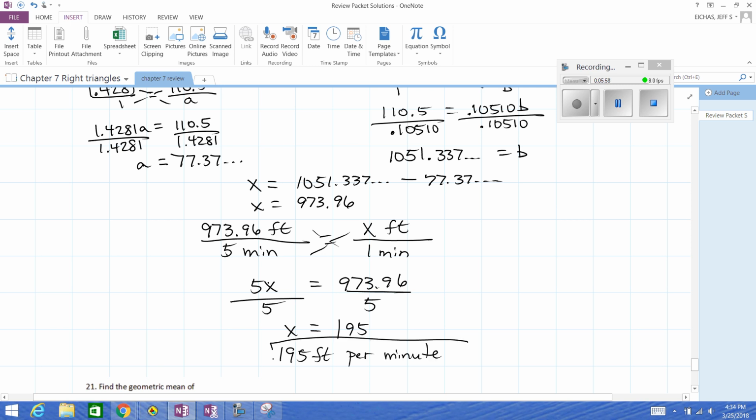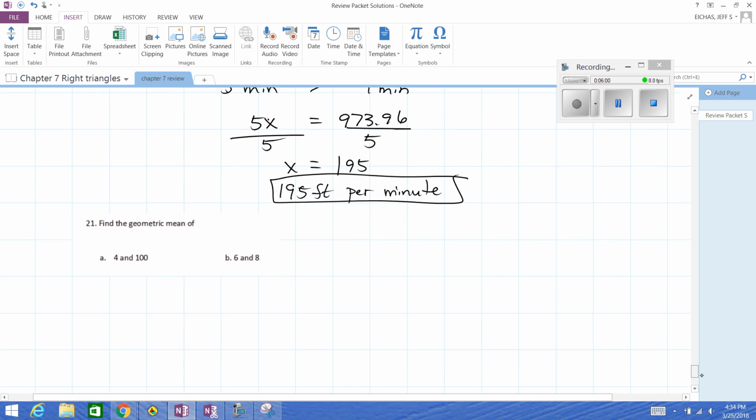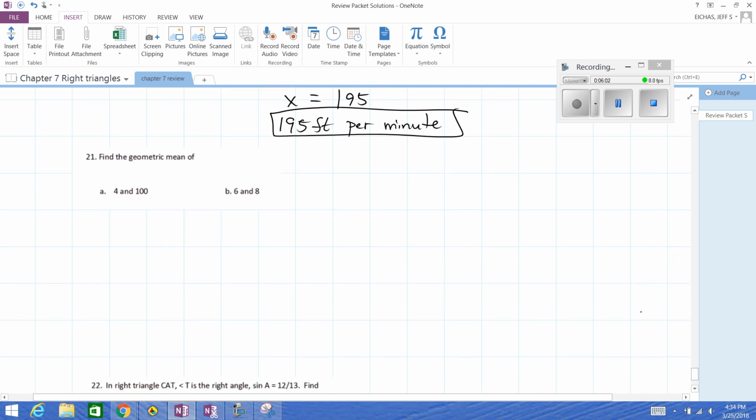So there it is. Okay, the last one has several parts. Geometric mean. That's the same as saying the mean proportional. So we might see either terminology. I'm not sure which one we're going to see. So 4 and 100 would be considered your extremes.